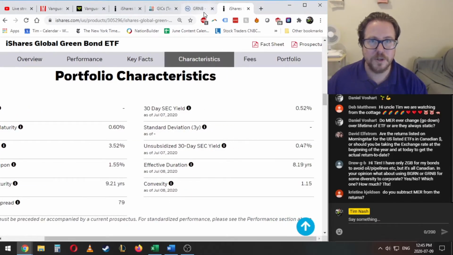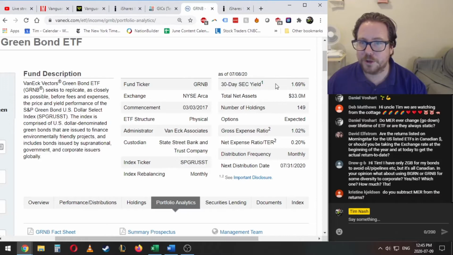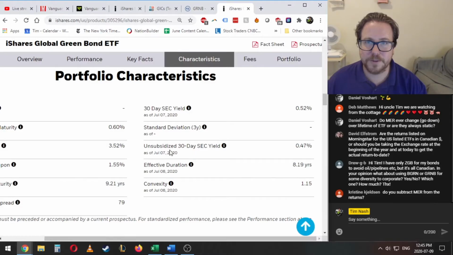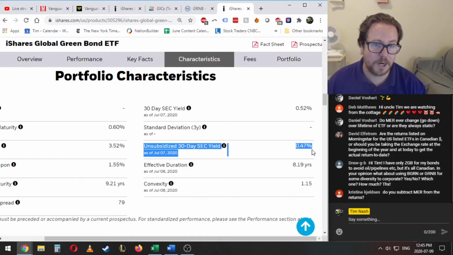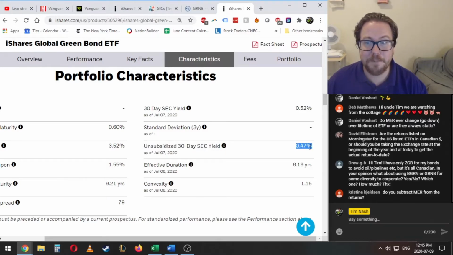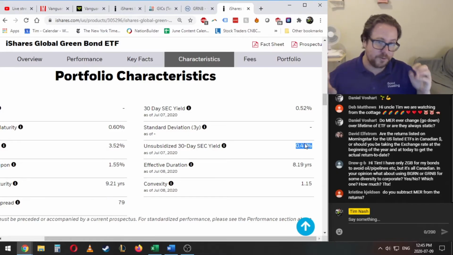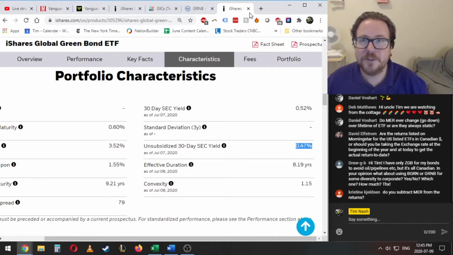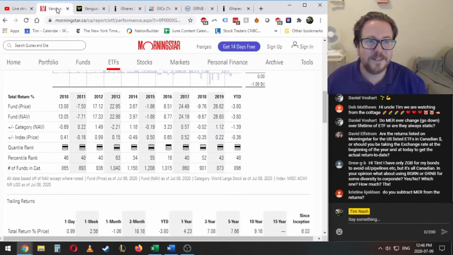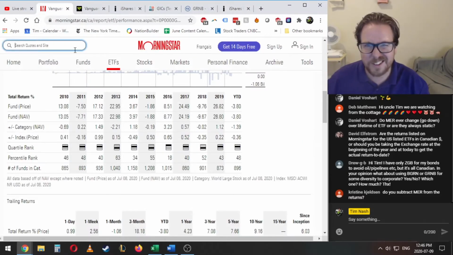VanEck Vectors, their yield, they give me this 30-day SEC yield, 1.69%, which is quite a bit higher than the 30-day SEC yield for this global green bond ETF. So this tells me that there might be more bonds in here that are government that have a lower coupon or interest rate. It's going to be tricky. Let's do a quick little chart, or let's look them up in Morningstar maybe, just to see that total return. So GRNB, we can start with this one, which is the green bond ETF.